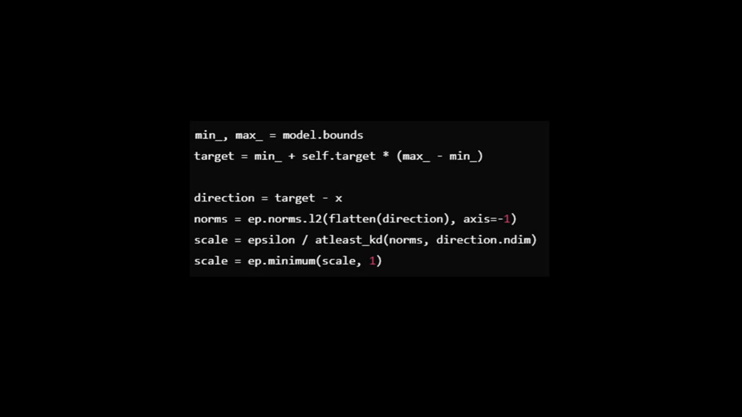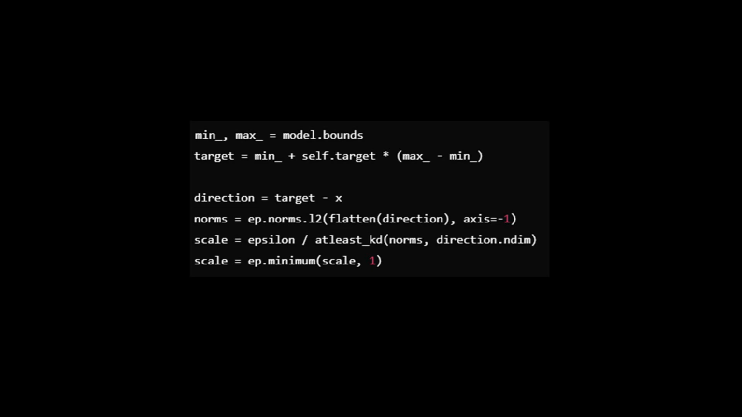Here you can see the minimum and maximum pixel values, which are min and max, are fetched from the model's expected bounds. The target contrast value is calculated by linearly scaling the target between the minimum and the maximum values. The direction variable is computed as the difference between the target value and the current pixel values. This gives the direction in which the pixels need to be adjusted.